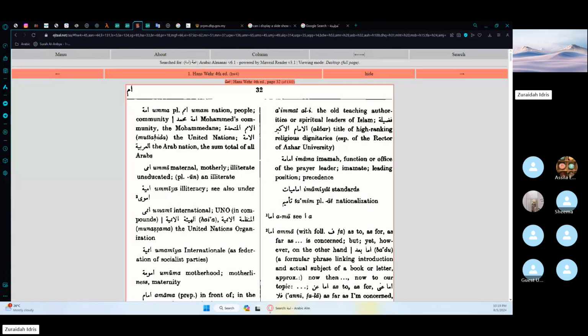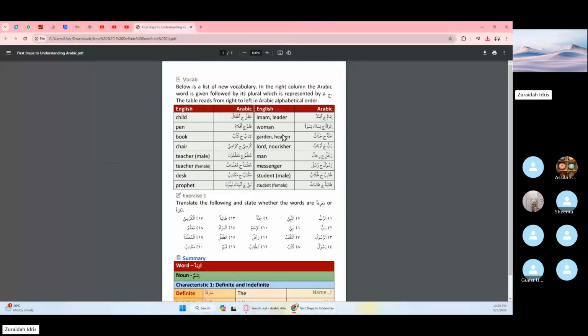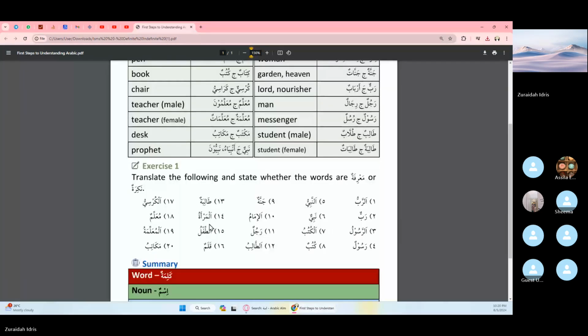I put it in the group, right? The PDF. Yes. Let me see. Where is it? Okay. Number 14. Can you see it? Yeah, I can see it. I have it on my phone.